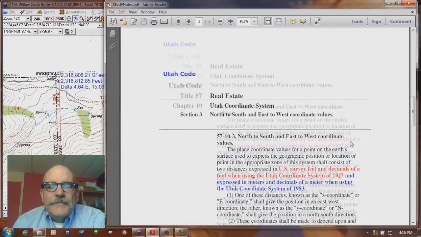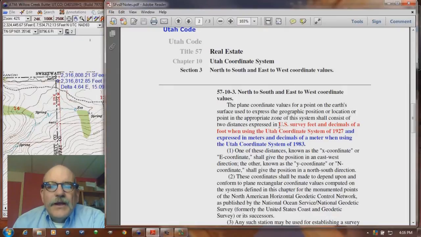Here's the state law. You notice the state law says that if you're using NAD 27 coordinates, you'll use U.S. survey feet. However, it says if you're using NAD 83 coordinates, you'll express a coordinate in meters and decimals of a meter. Well, I have never seen a plat map or a highway map that's been expressed in meters, but I rarely see anything that's expressed in NAD 27 anymore. So I would say that Utah is undefined.